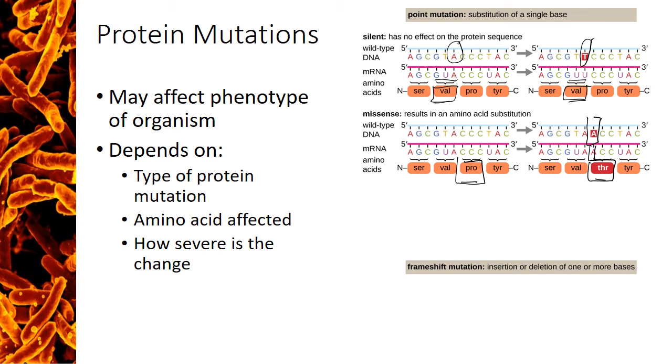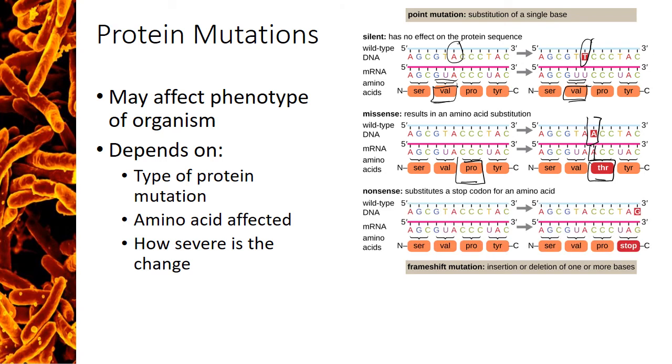The last type of protein mutation that can happen because of a point mutation in DNA are called nonsense mutations. This is when the point mutation in the DNA causes a stop codon to form where there hadn't previously been one. So now we form a stop codon, which means the protein ends here and translation doesn't continue.